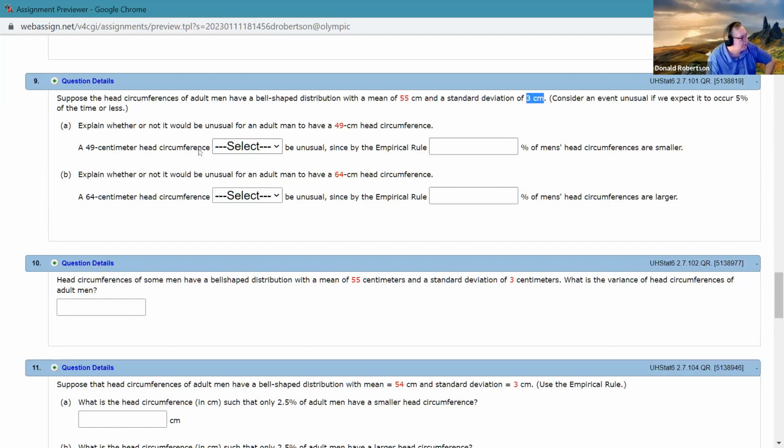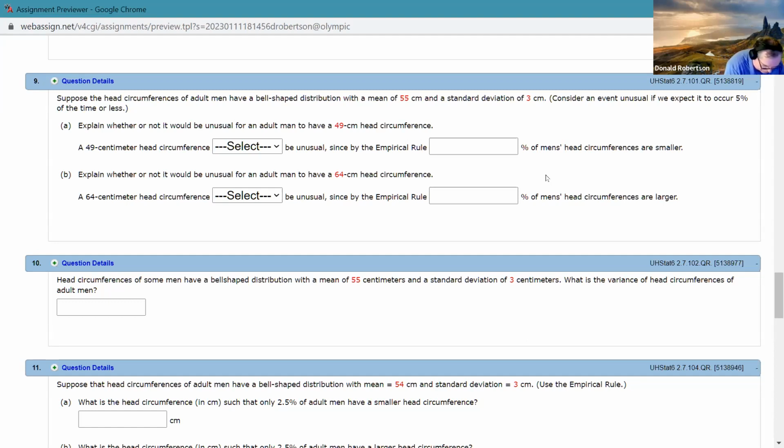A 49 centimeter head circumference would or would not be unusual. Let me take those numbers and show you how I would deal with them. They're basically asking you, is 49 an outlier? When they say something is unusual, they're really talking about how unlikely something is.